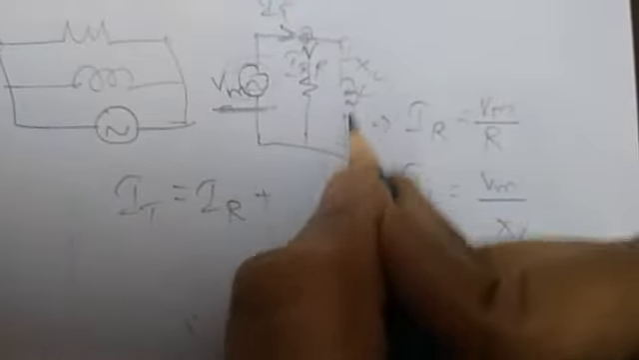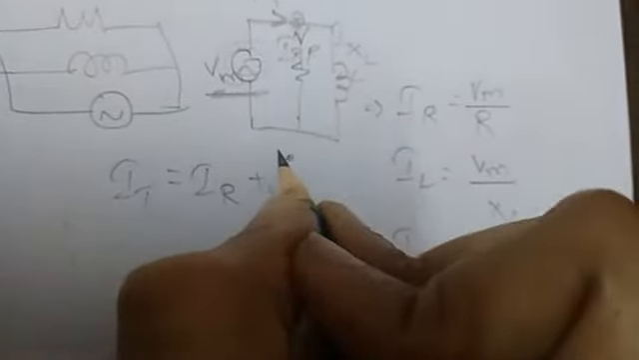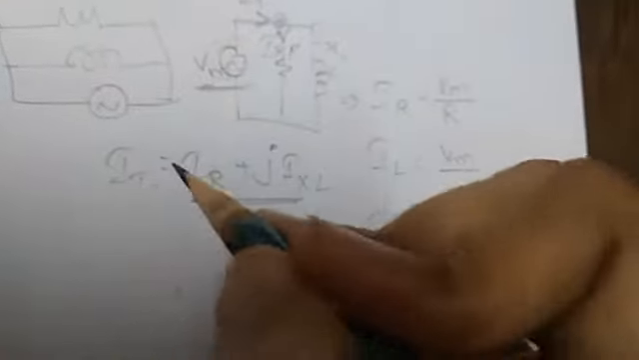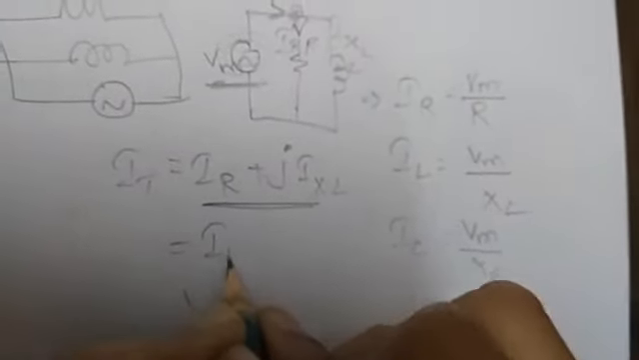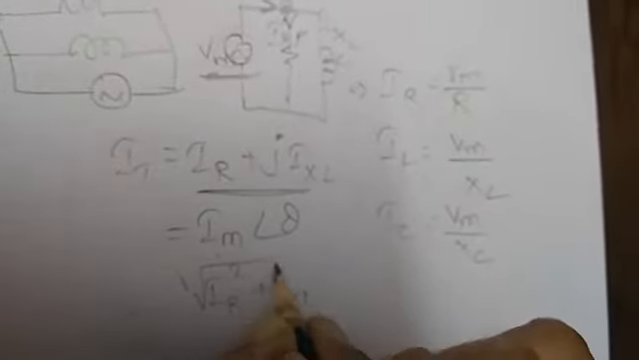But coming to your elements, it will have the phase difference. It will be represented like this. If I change this complex quantity into a polar quantity, which we already know how to do, I will get Im at an angle of theta. Here Im will be represented as the square root of IR squared plus IXL squared.